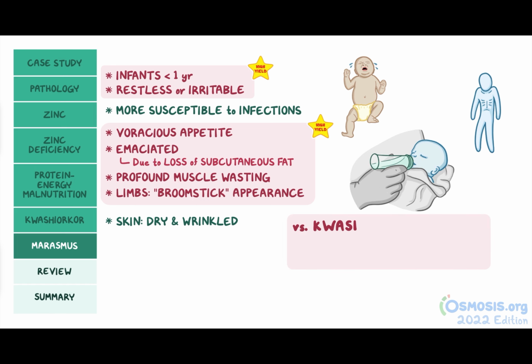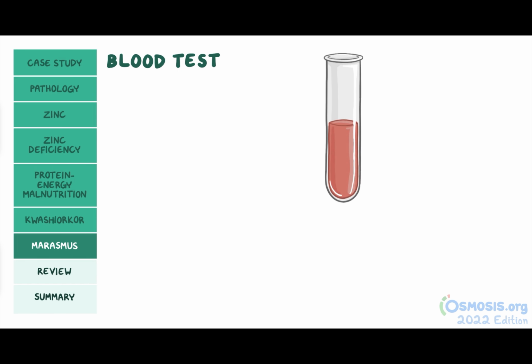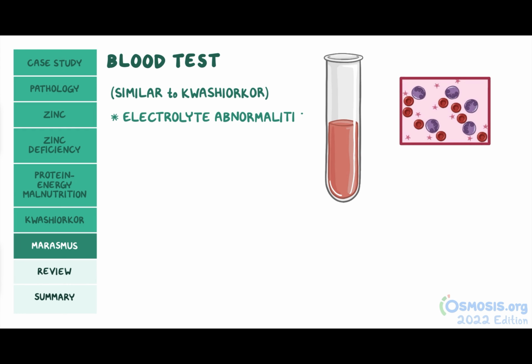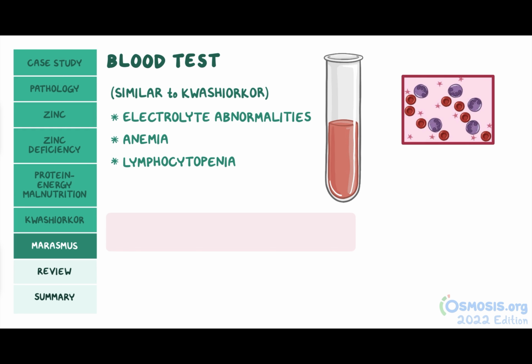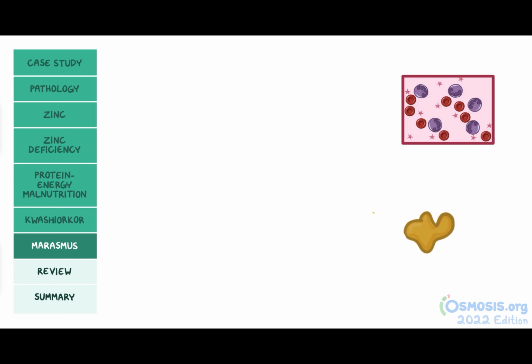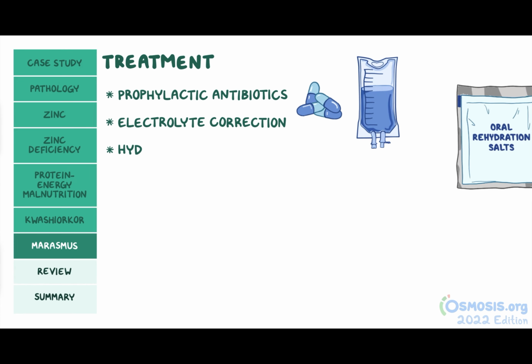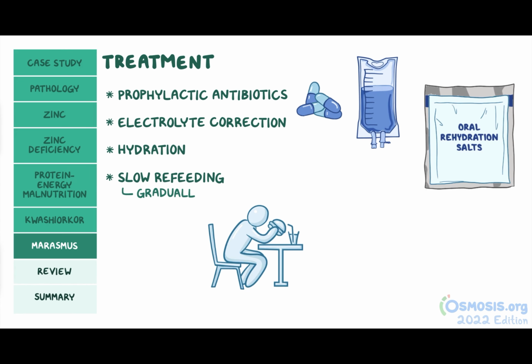Now, to set this apart from kwashiorkor, remember that with marasmus, the abdomen is typically flat, and there's no edema or hepatomegaly. Blood test findings in marasmus are pretty similar to kwashiorkor, so they may include electrolyte abnormalities, anemia, and lymphocytopenia. But a key difference you need to keep in mind is that serum albumin is normal, or just slightly reduced. Treatment of marasmus includes prophylactic antibiotics, electrolyte correction, hydration, and slow refeeding by gradually increasing the calorie intake as tolerated.